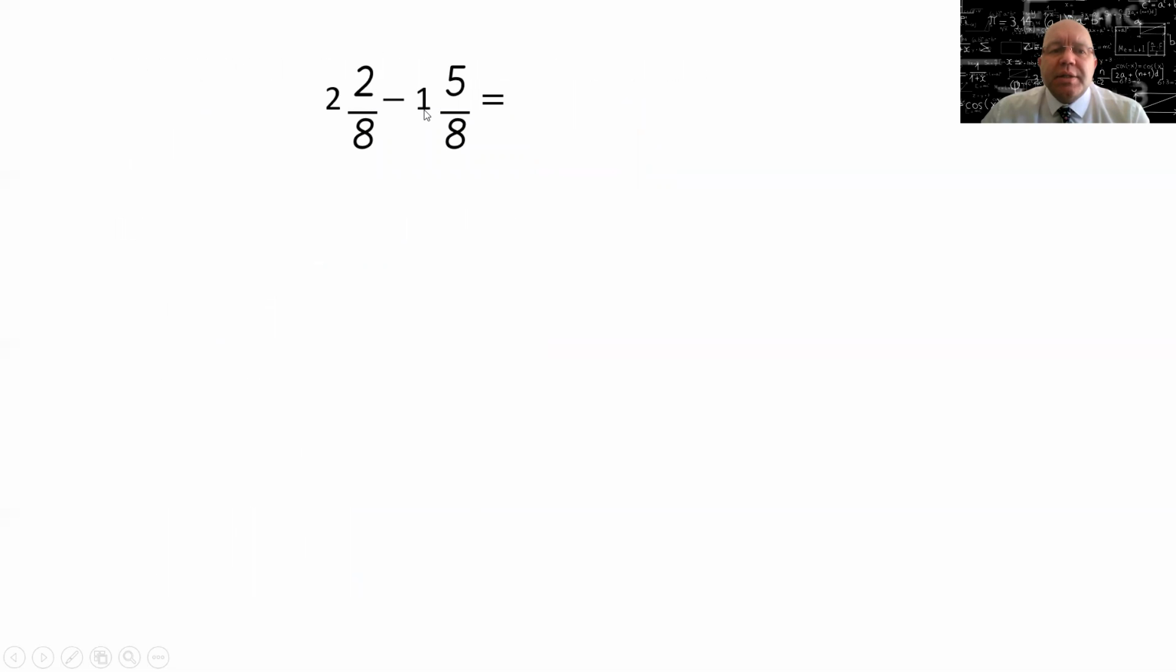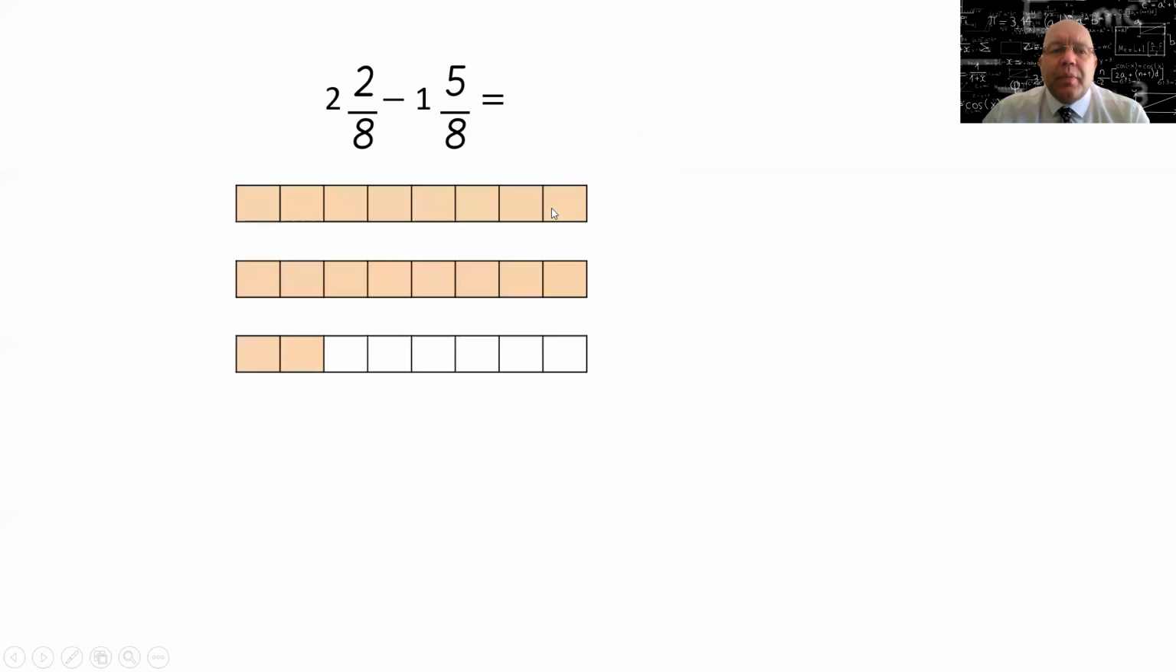Right, so 2 2/8, take away 1 5/8. Let's look at it as a bar model. There's our 2 2/8.